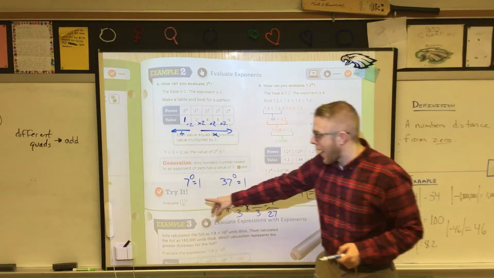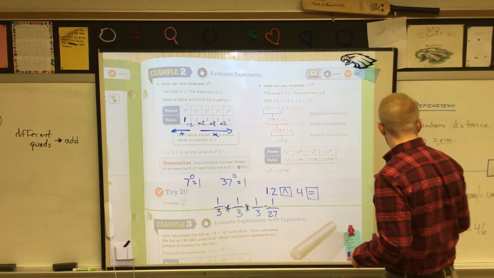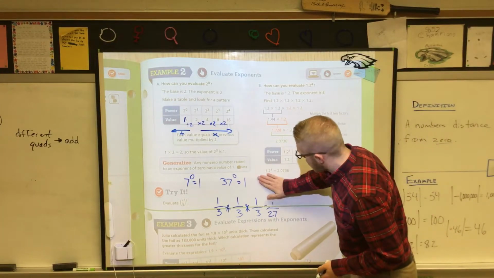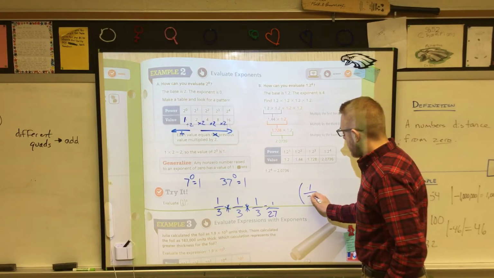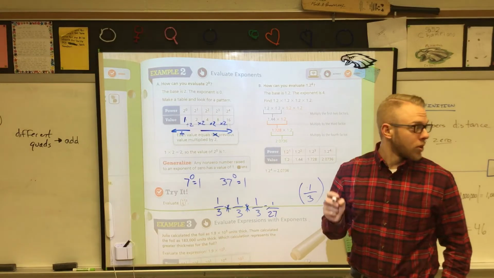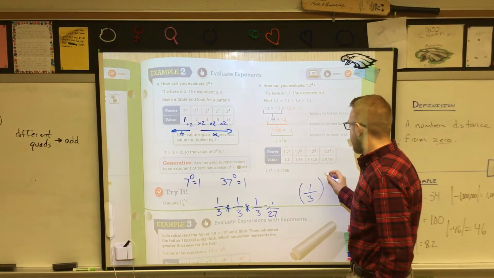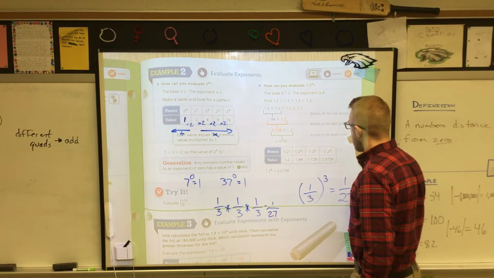But notice how they have parentheses here. If you want to type this into a calculator, you have to type using parentheses. If you don't, you will not be able to get the answer that you need. Type our 3rd power, and you would also get 1 over 27.